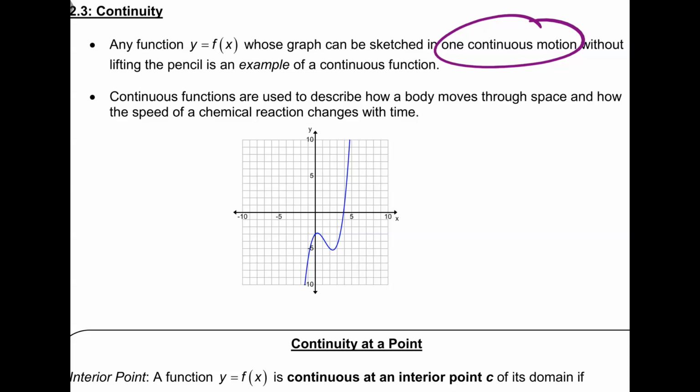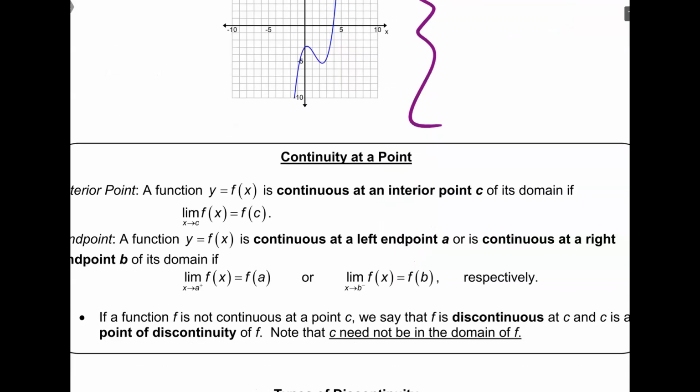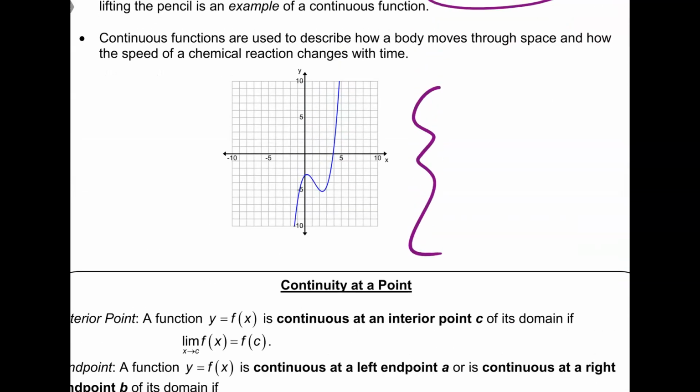Okay, cool. So, continuous functions are used to describe how a body moves through space and how the speed of a chemical reaction changes with time, et cetera, et cetera. So if I'm looking at a certain point, there's 3 things we want to look at. So for an interior point, if I want to know, am I continuous at x equals 0? So at this point right here, am I continuous?